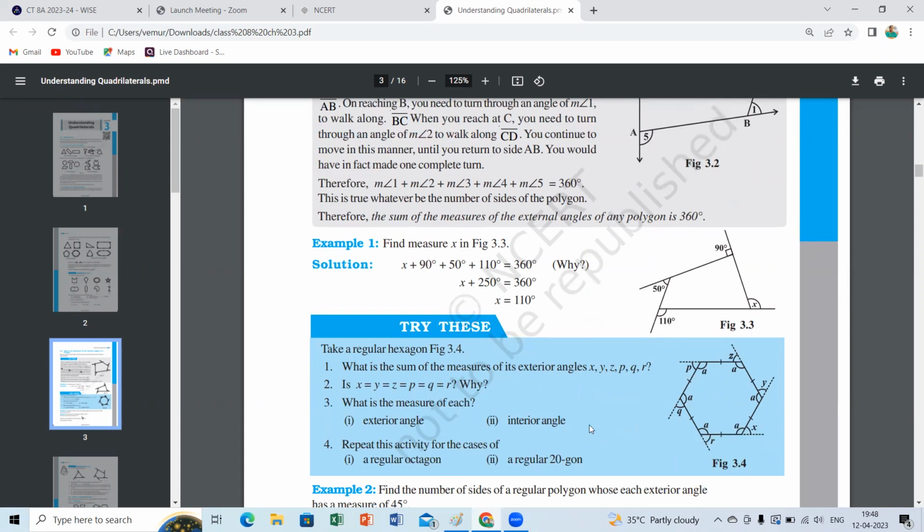Can you please try this? Do it in your book. Please draw the figure, see the figure, what is there. A regular hexagon is given here. Regular hexagon means all sides are equal, all angles are equal.